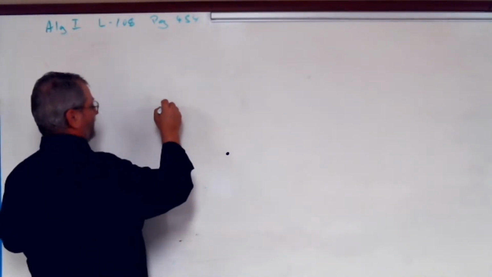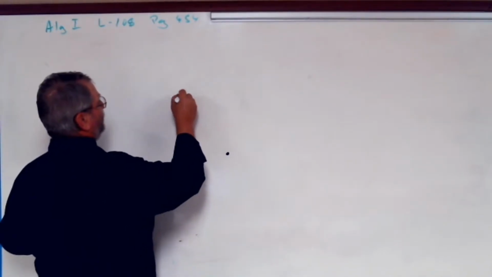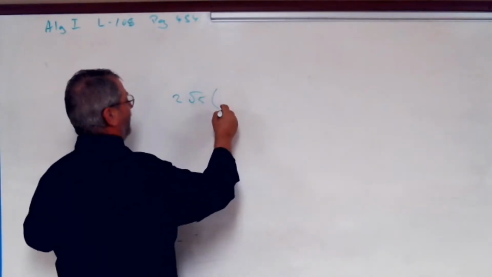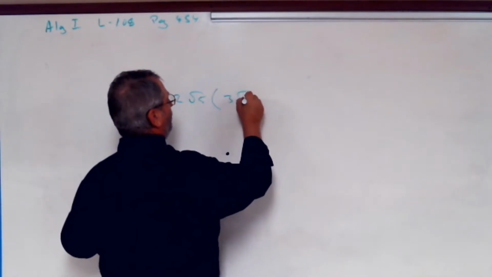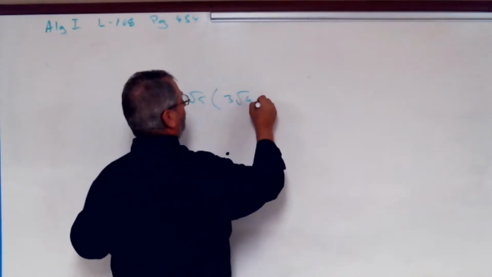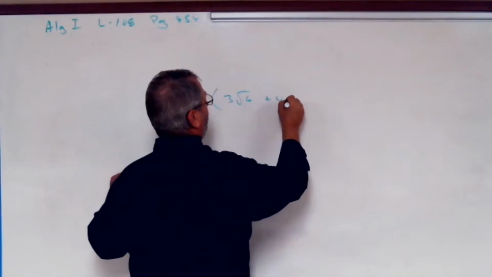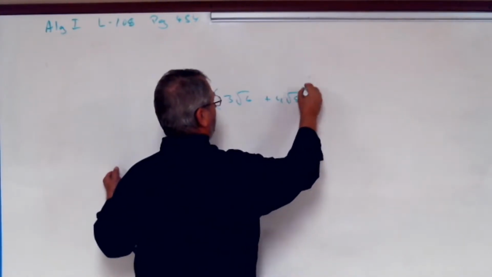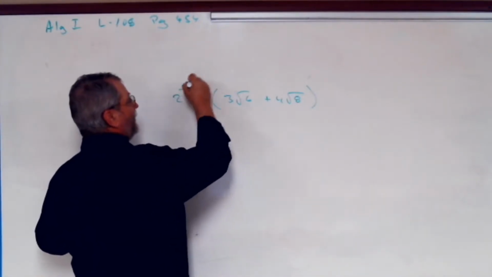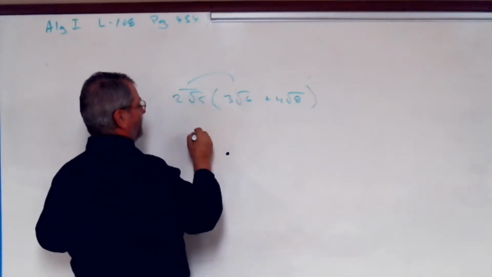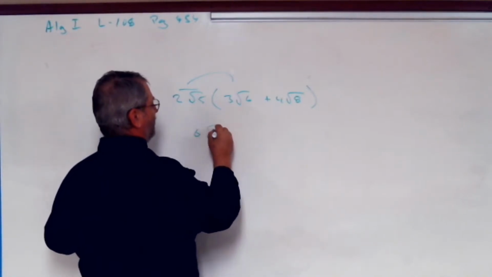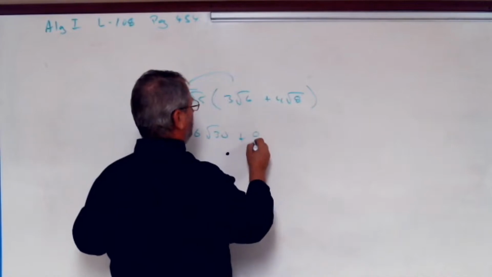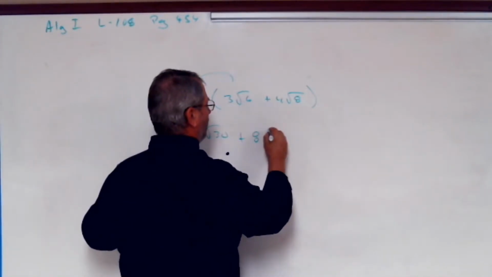Y'all are like outside your mind here, okay? 2 radical 5 times 3 radical 6 plus 4 radical 8. Okay, this times this. 2 times 3 is 6. 5 times 6 is 30. Plus 2 times 4 is 8. 5 times 8 is 40.